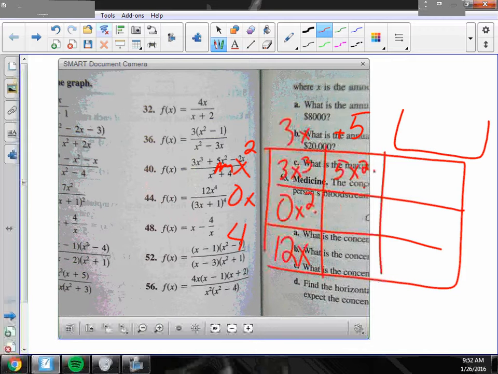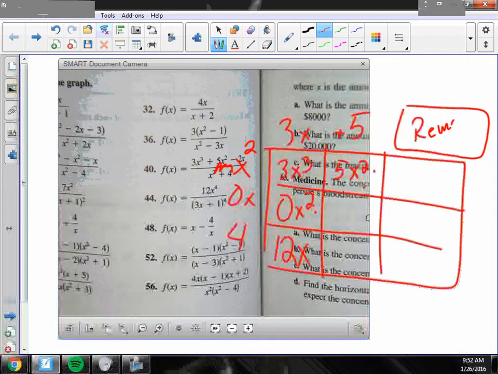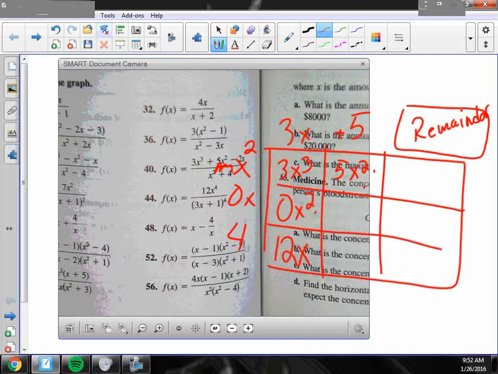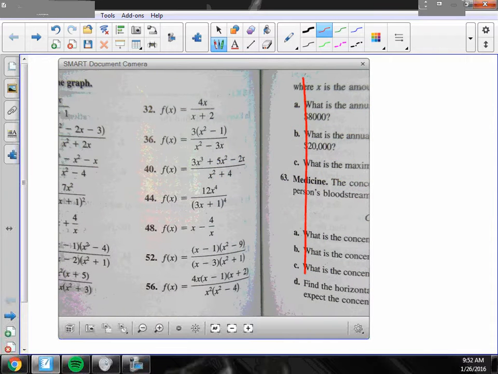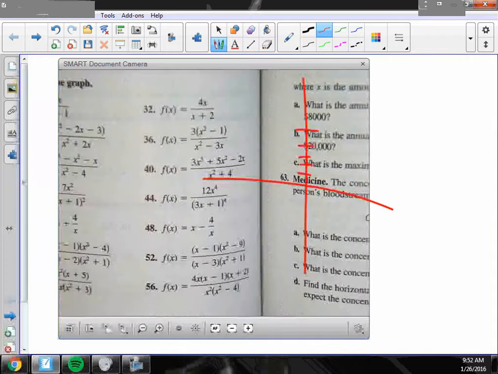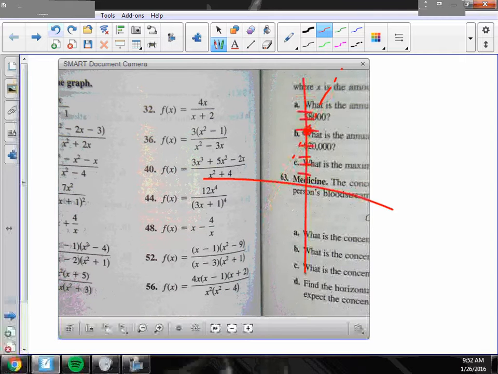And this is all going to be remainder. And the remainder does not come into play when you're talking about the slant asymptote. So we can stop here. The slant asymptote is at 3x plus 5. So if I draw the graph, up 3 over 1. Oh, sorry, that should be dotted. That is the slant asymptote.